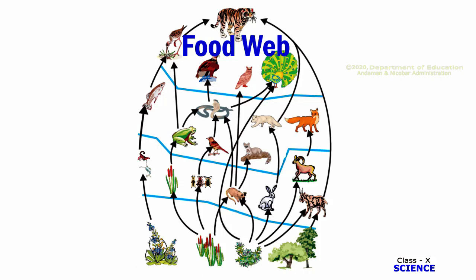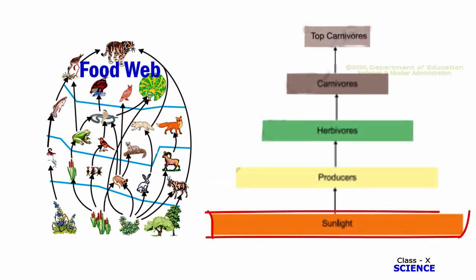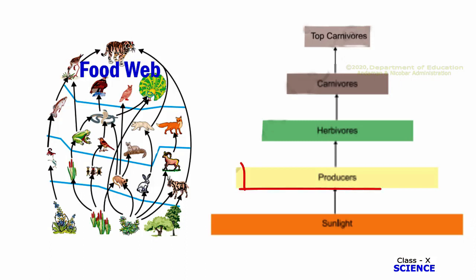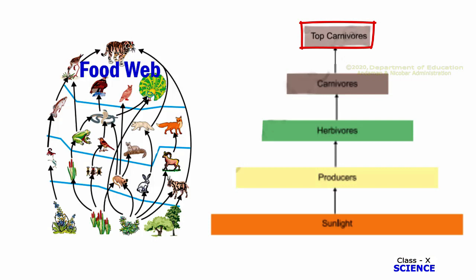Let us have a look at the flow of energy in an ecosystem. From this it is very clear that the source of energy for all living organisms is sunlight. So producers make food with the help of sunlight. From the producers, the energy is transferred to herbivores. From the herbivores, it goes to carnivores, and from the carnivores, it goes to top carnivores. So from the energy flow diagram, two things become very clear.